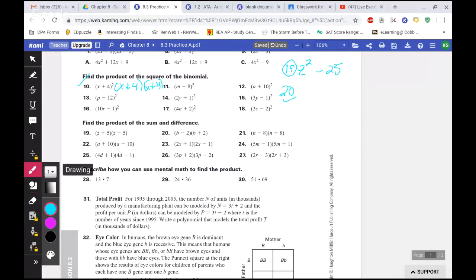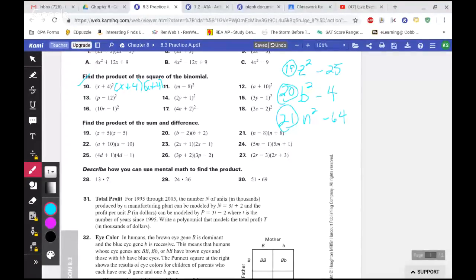So number 20, we'll square the first one, which is b. So b times b is what? B squared. Correct. And 2 times 2 is? 4. Yep. So that's going to be b squared minus 4. So number 21, n times n is n squared. And negative 8 times a positive 8 is negative 64.